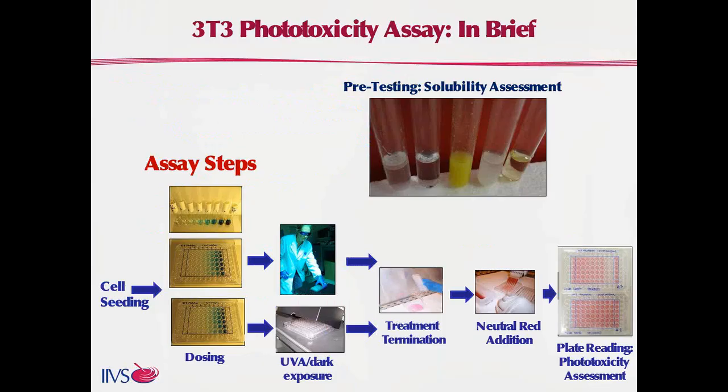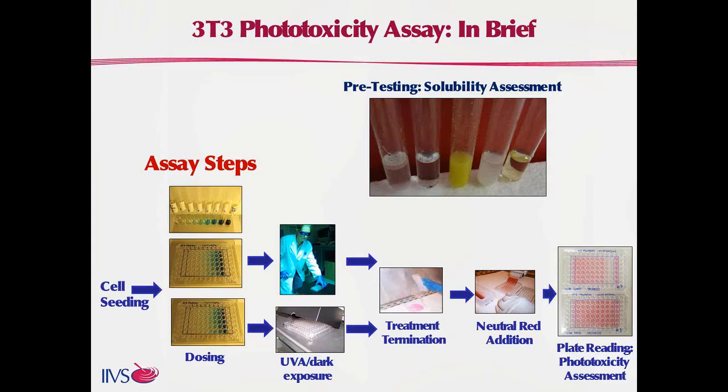At IIVS, we perform the 3T3 phototoxicity assay as outlined in the OECD test guideline with some modifications. In general, we're going to start with a solubility pre-assessment and then move into the assay steps, starting with cell seeding for 24 hours. After 24 hours, we're going to prepare our dosing dilution series, add that to our 96-well plates for 1 hour, incubate cells, and then expose one of the plates to the UVA exposure, and one plate will be exposed to the dark exposure.